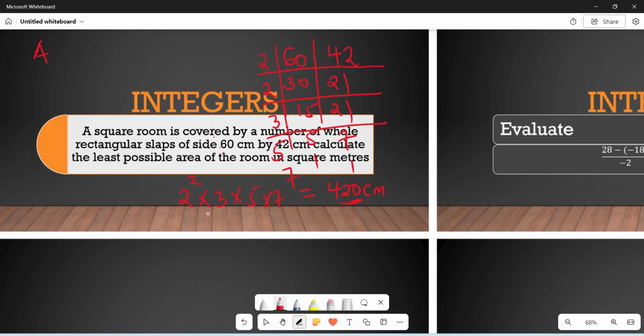The area of a square is given by side times side, which is the same as 420 centimeter times 420 centimeter, and this gives us 176,400 centimeters squared. But the answer is supposed to be in square meters, so we need to divide 176,400 by 10,000 to convert to meter squared, and therefore that is the same as 17.64 meters squared.